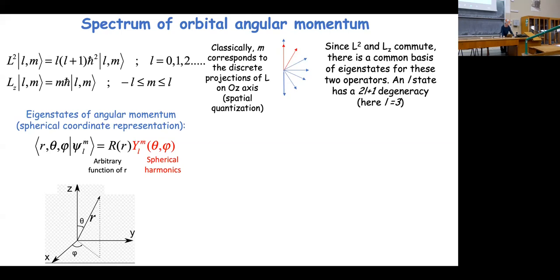And the eigenstate corresponding to the eigenvalue L and m is just its wave function. It's just a scalar product.